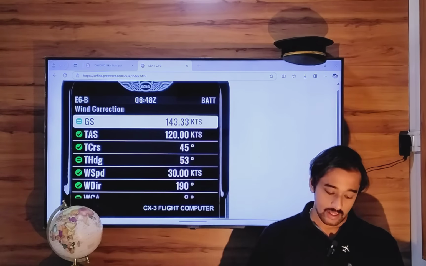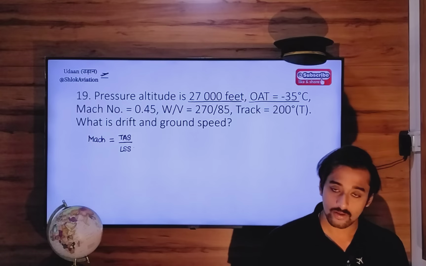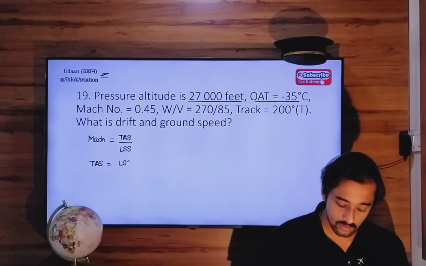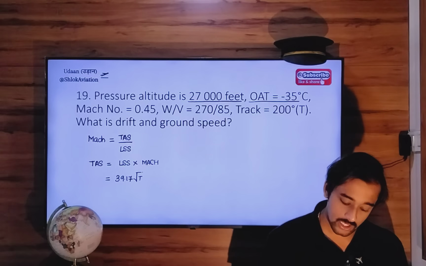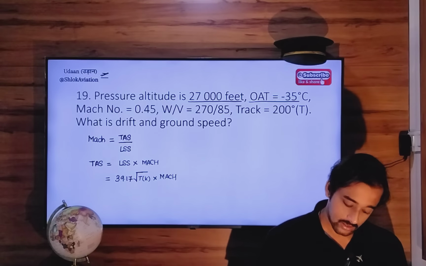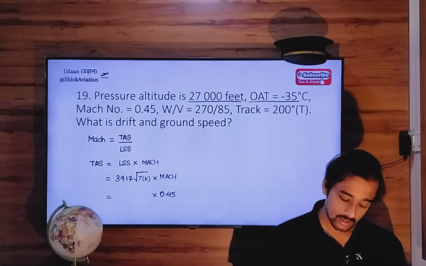We all know that Mach number is equal to true airspeed with respect to local speed of sound. So true airspeed will be equal to local speed of sound multiplied by Mach number. Local speed of sound is nothing but 39.17 square root of temperature in Kelvins, into Mach number. Okay, so Mach number is 0.45. Write it here.